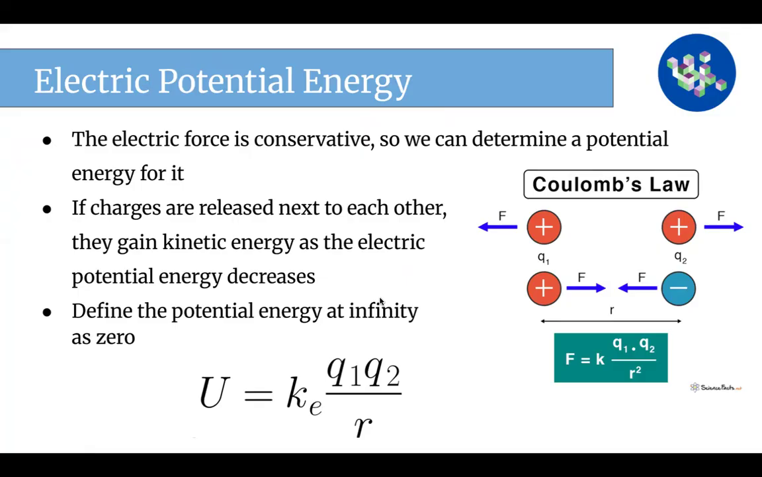We can find this to be U equals K times Q1 Q2 over R. You can find this with U equals negative integral of F dr, and you'll get this. Next slide.